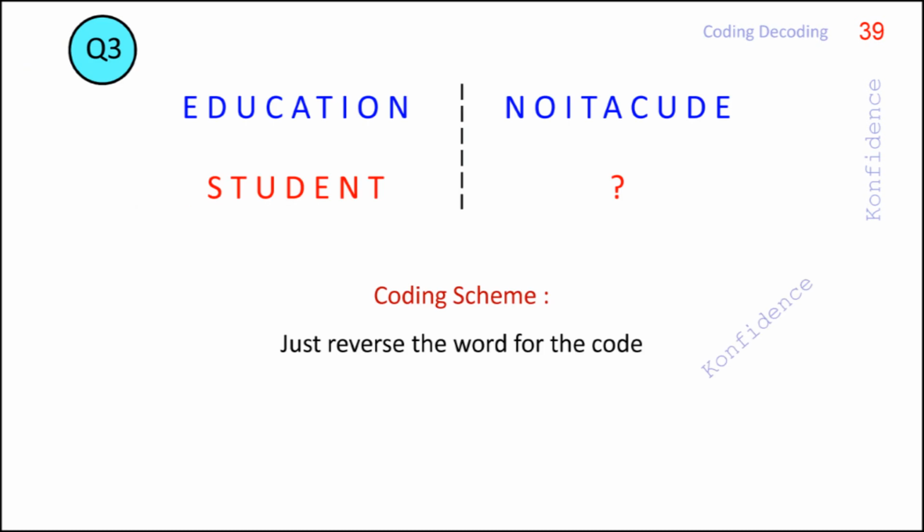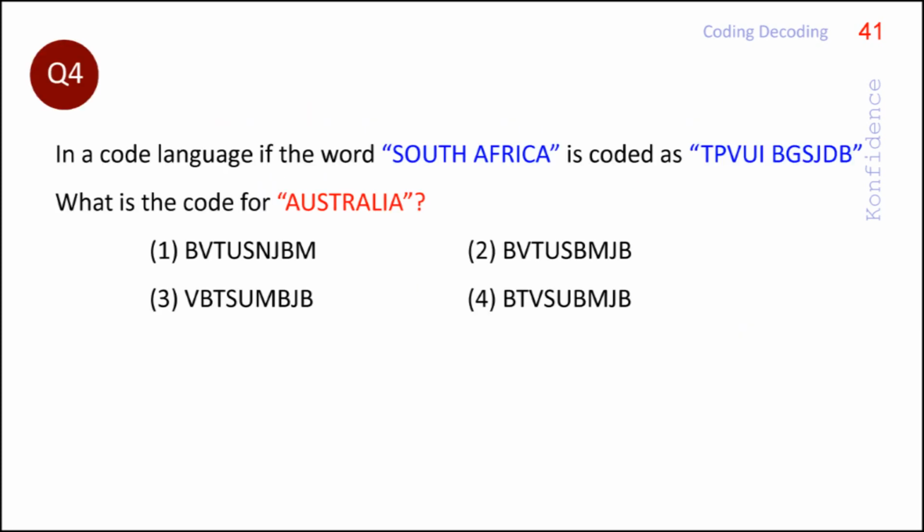A closer look at the question will make it clear that the reverse of the word is the code for the word, and so the answer would be TNEDUTS. Look at one more question. Let us read it once again.